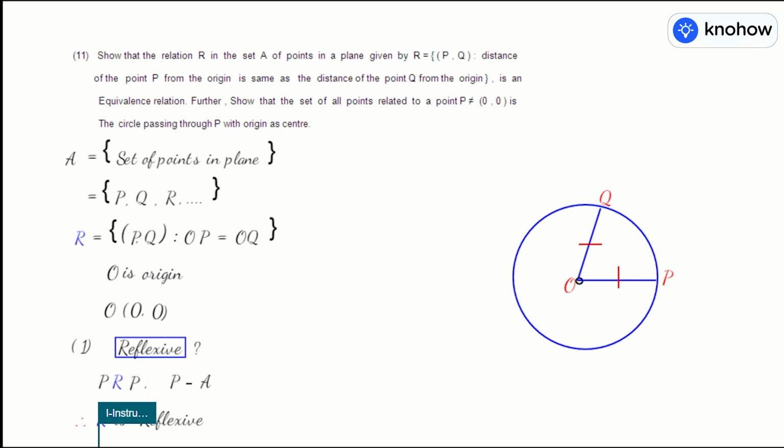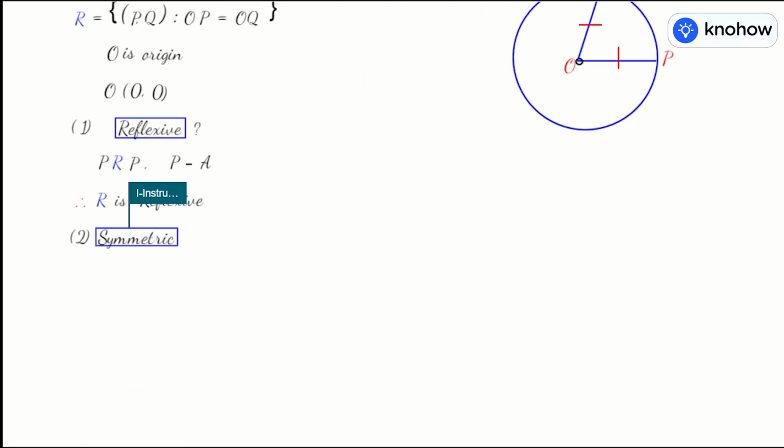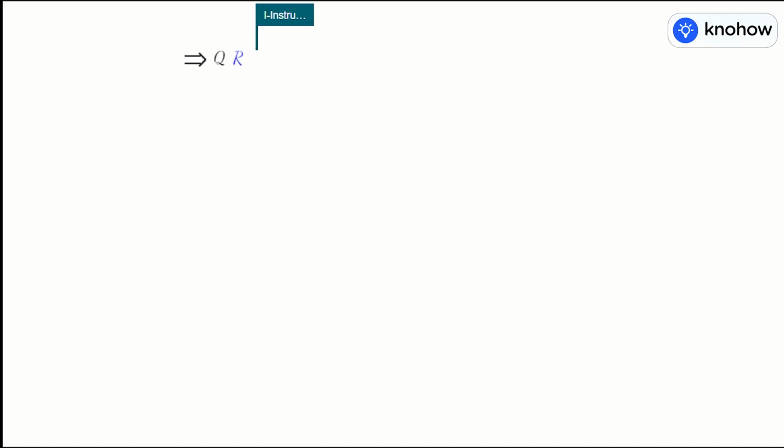Now let me check symmetric. That is, if the point P is related to point Q, it means distance OP equals distance OQ. And after all, OP and OQ are what distances? Real numbers. So if two real numbers OP and OQ are equal, then the symmetric property holds in equality. So OQ is also equal to OP. So clearly Q is related to P. So P related to Q implies Q related to P. So we can conclude that the given relation is symmetric.